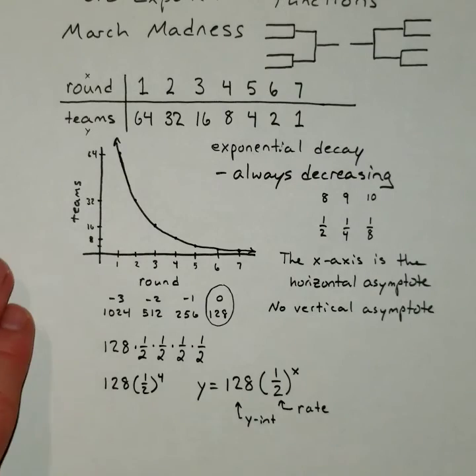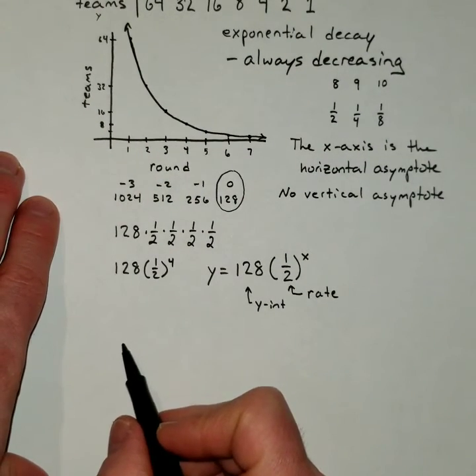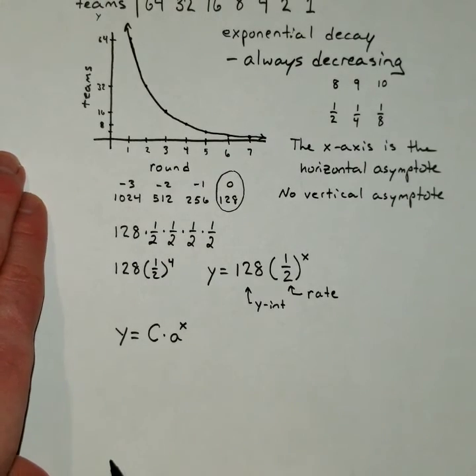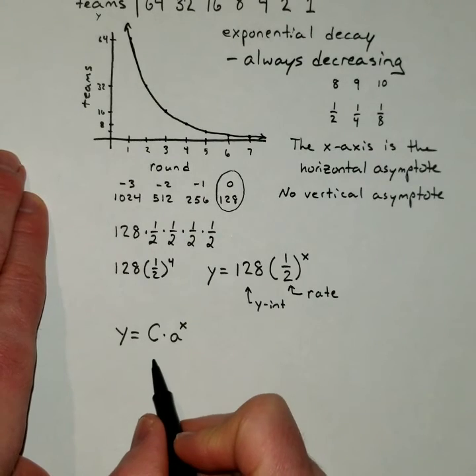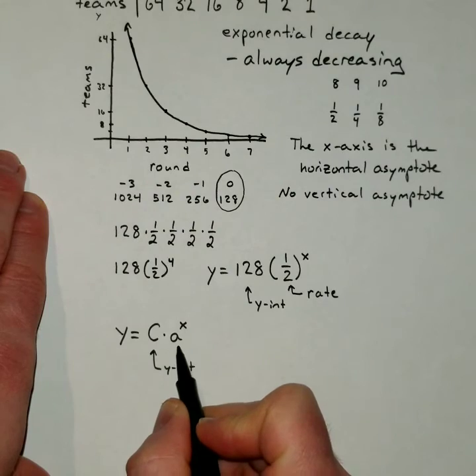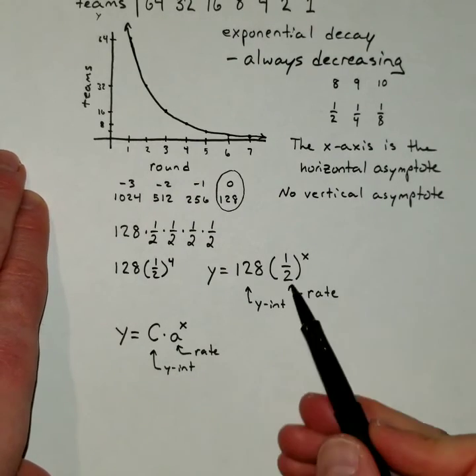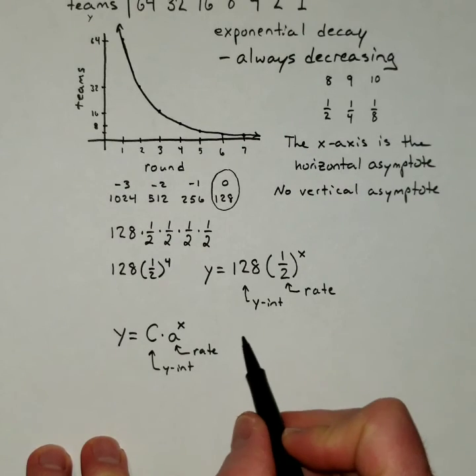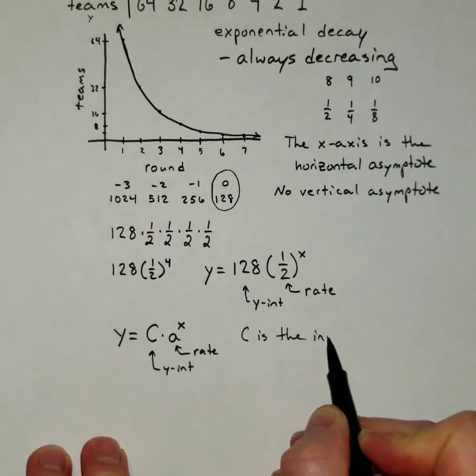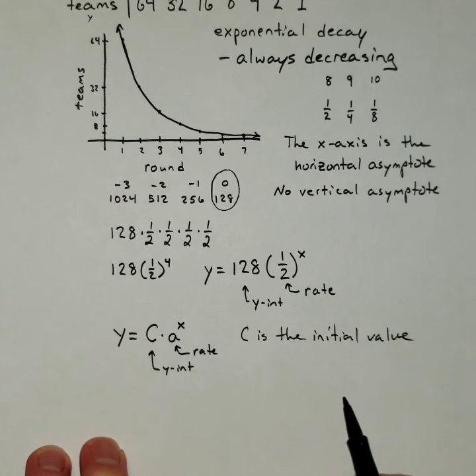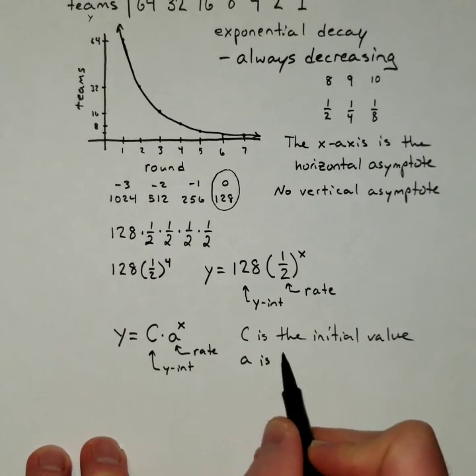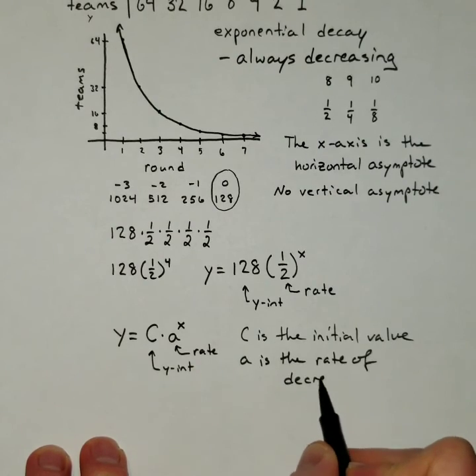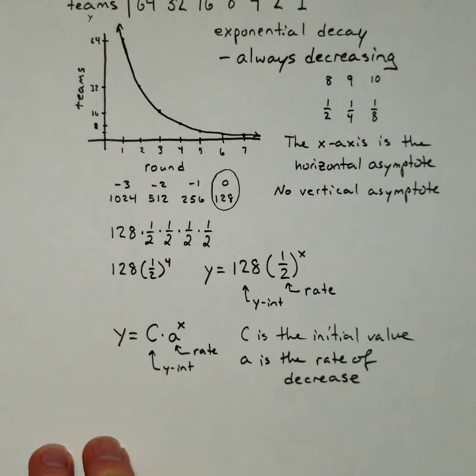Okay, so as a general rule then, an exponential function takes on the form y equals c times a to the x. This is the formula that your textbook will use. The c is going to be the y-intercept, and the a will be your rate. In this case, it's cutting in half. We also often call the c the initial value. And I'll call the a the rate of decrease. So c is the initial value, a is the rate of decrease.